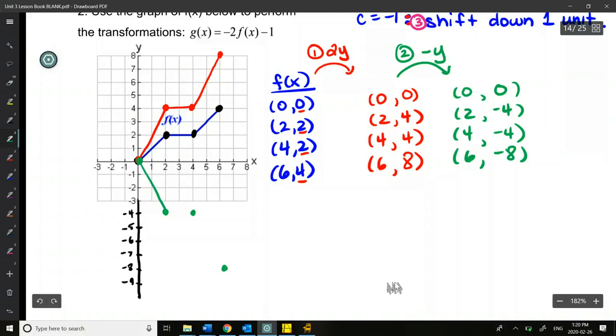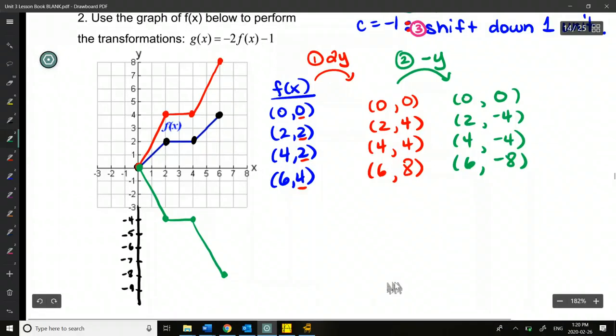So again, it should still have that same general shape as the original function, but it's going to look a little bit different, obviously. So we stretched it, and now we're flipping it. So there's our function.